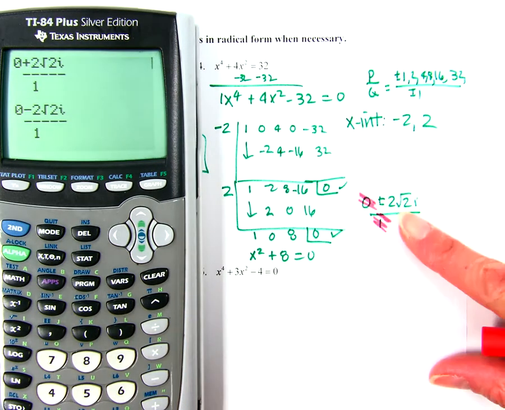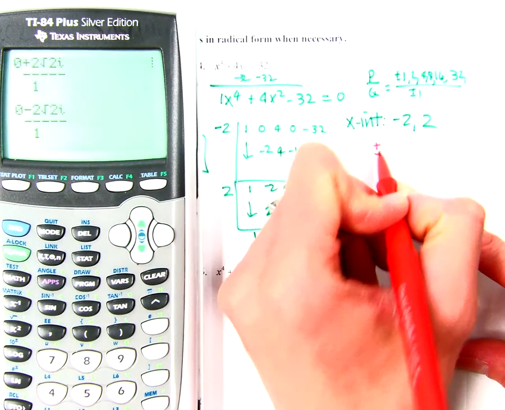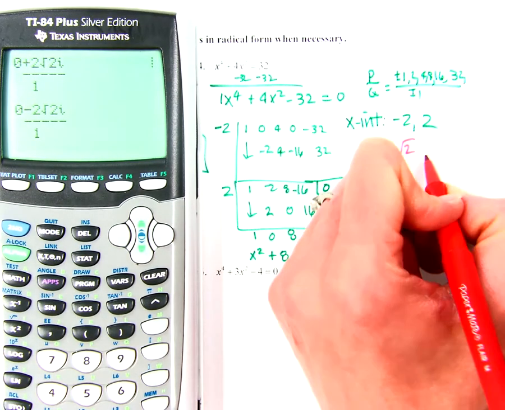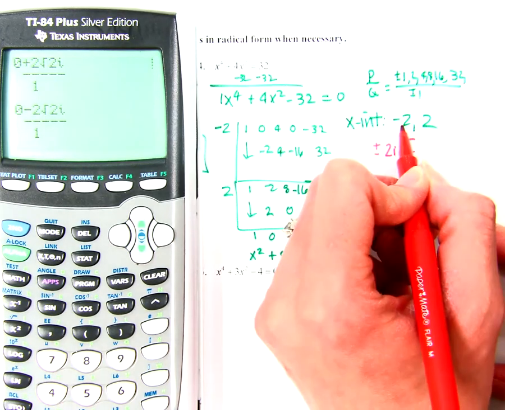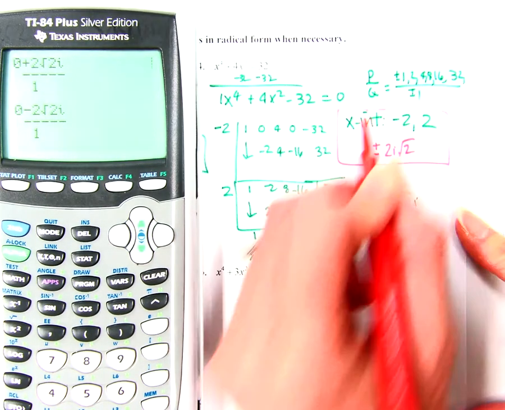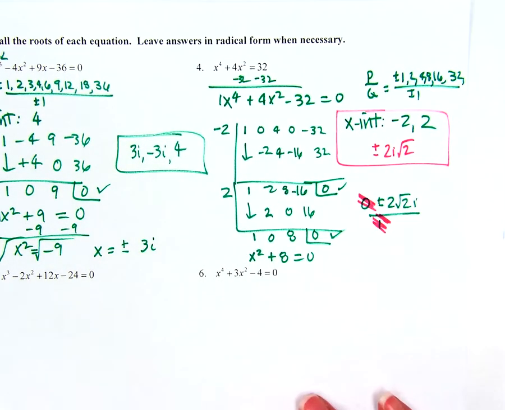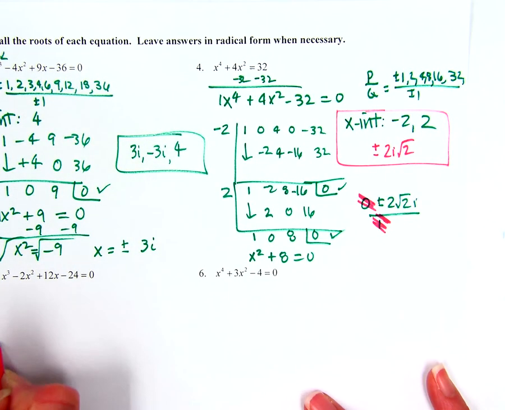So remember, you don't really have to say over 1, and you don't have to say 0 plus something. So my answers are positive. Now we usually write 2i root 2, but if you say 2 root 2i, that's fine. So these are two answers, 3 and 4. Right? You should have the same amount of answers as the degree of your function, which in this case was 4.